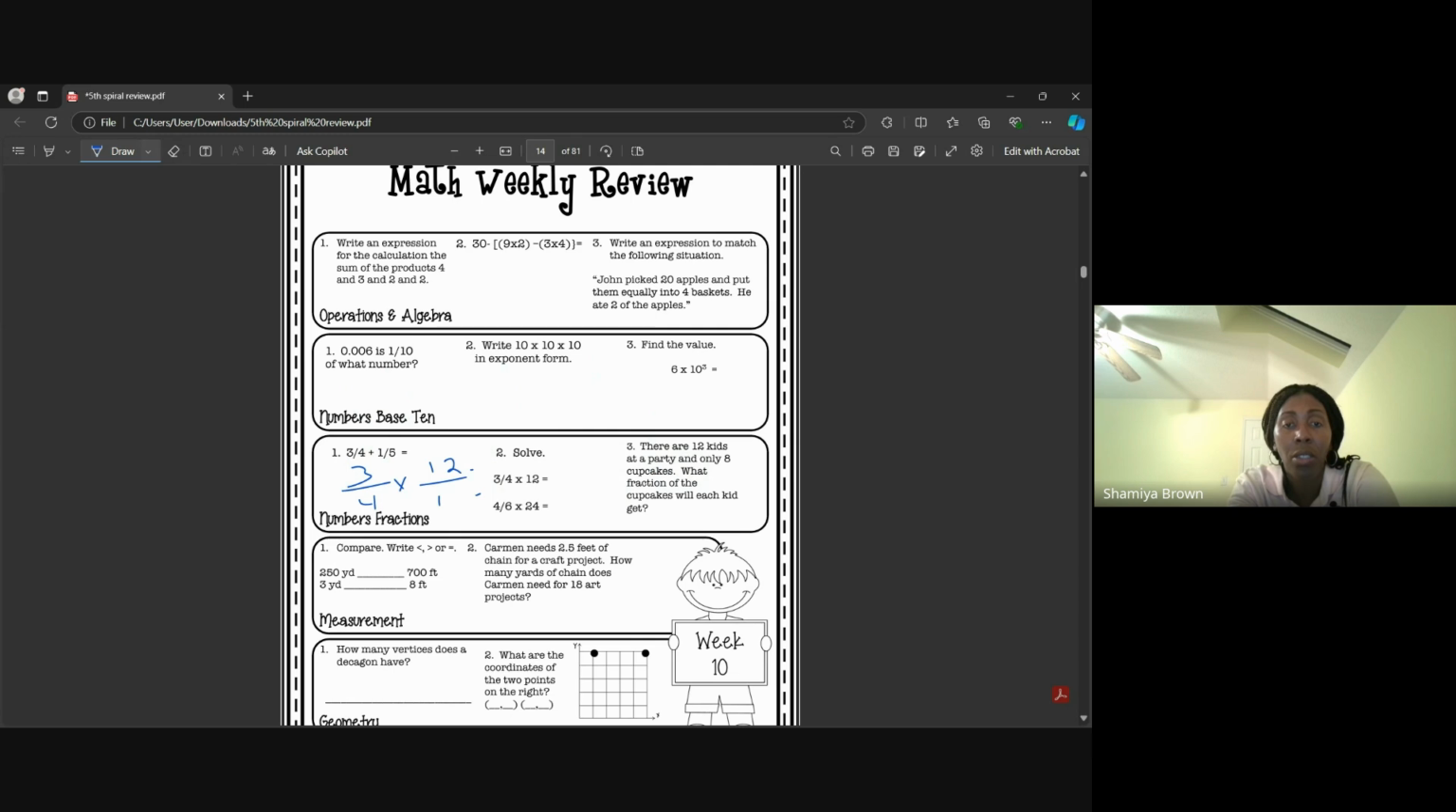So I can have it as a fraction. 3 times 12 is 36, and then 4 times 1 is 4. So it's 36 over 4, but I know that that's an improper fraction, so I can turn this into a mixed number by dividing 36 by 4. I know 36 divided by 4 is 9. So my answer for this one is 9.